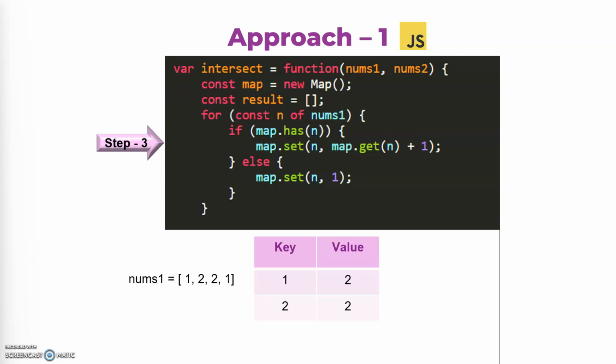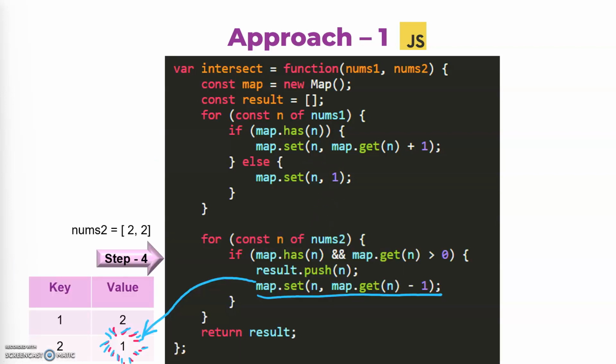Step 3. We are iterating through this nums1 array and we check in the map. If the map has got this element, we are going to set the key and the value, and we increment the value by 1. Otherwise, we are going to set the element and we simply add the frequency 1.